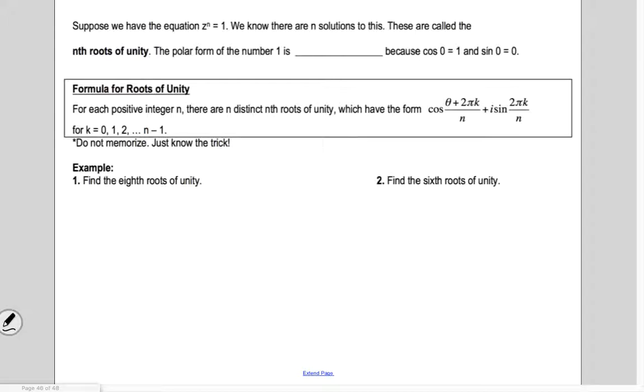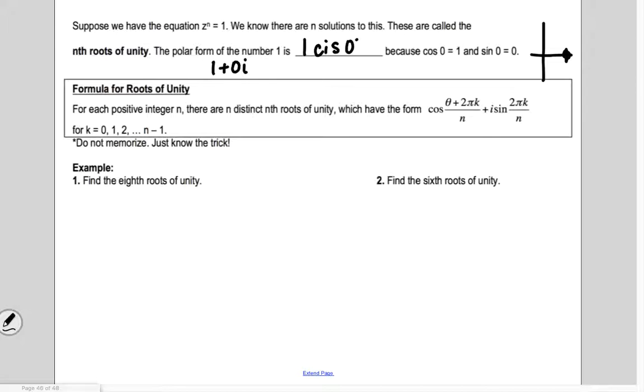The polar form of the number 1, that's 1 plus 0i. Think about where 1 plus 0i is. It's over here, right? So the polar form is 1 cis, what angle? 0. Yep. That's because we're at the point 1 comma 0. For each positive integer n, there are n distinct roots of unity. I'll give you that formula again, but hopefully you don't need it. You can just think about what the picture looks like.